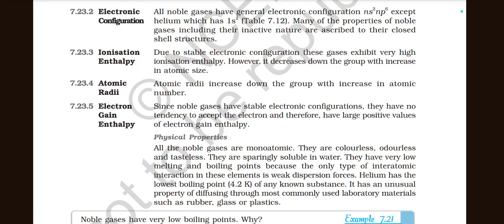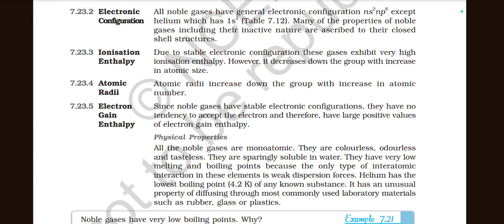Physical properties. All the noble gases are monoatomic. They are colorless, odorless, and tasteless. They are sparingly soluble in water. They have very low melting and boiling points because the only type of interatomic interaction in these elements is weak dispersion forces. Helium has the lowest boiling point of any known substance. It has an unusual property of diffusing through most commonly used laboratory materials such as rubber and plastics.